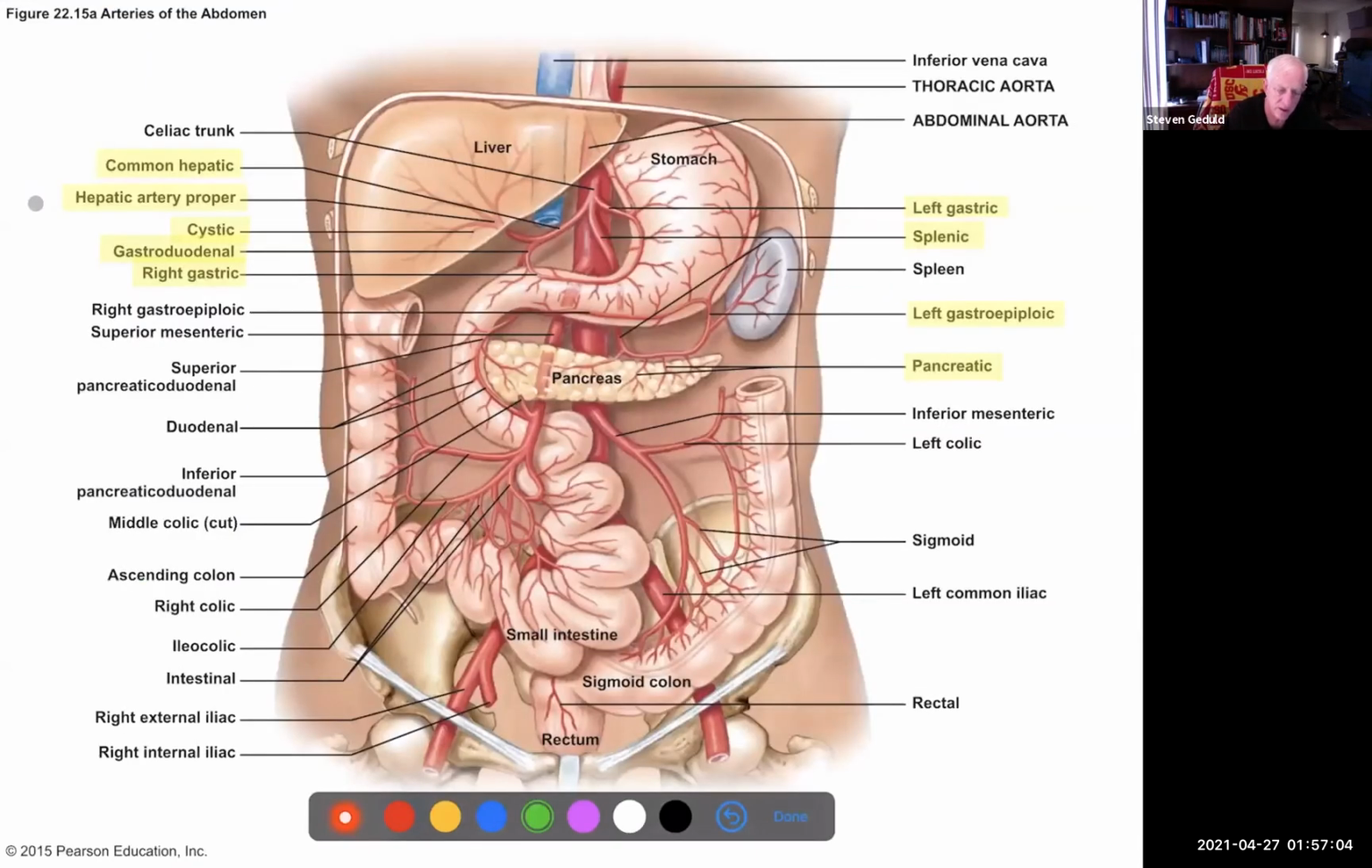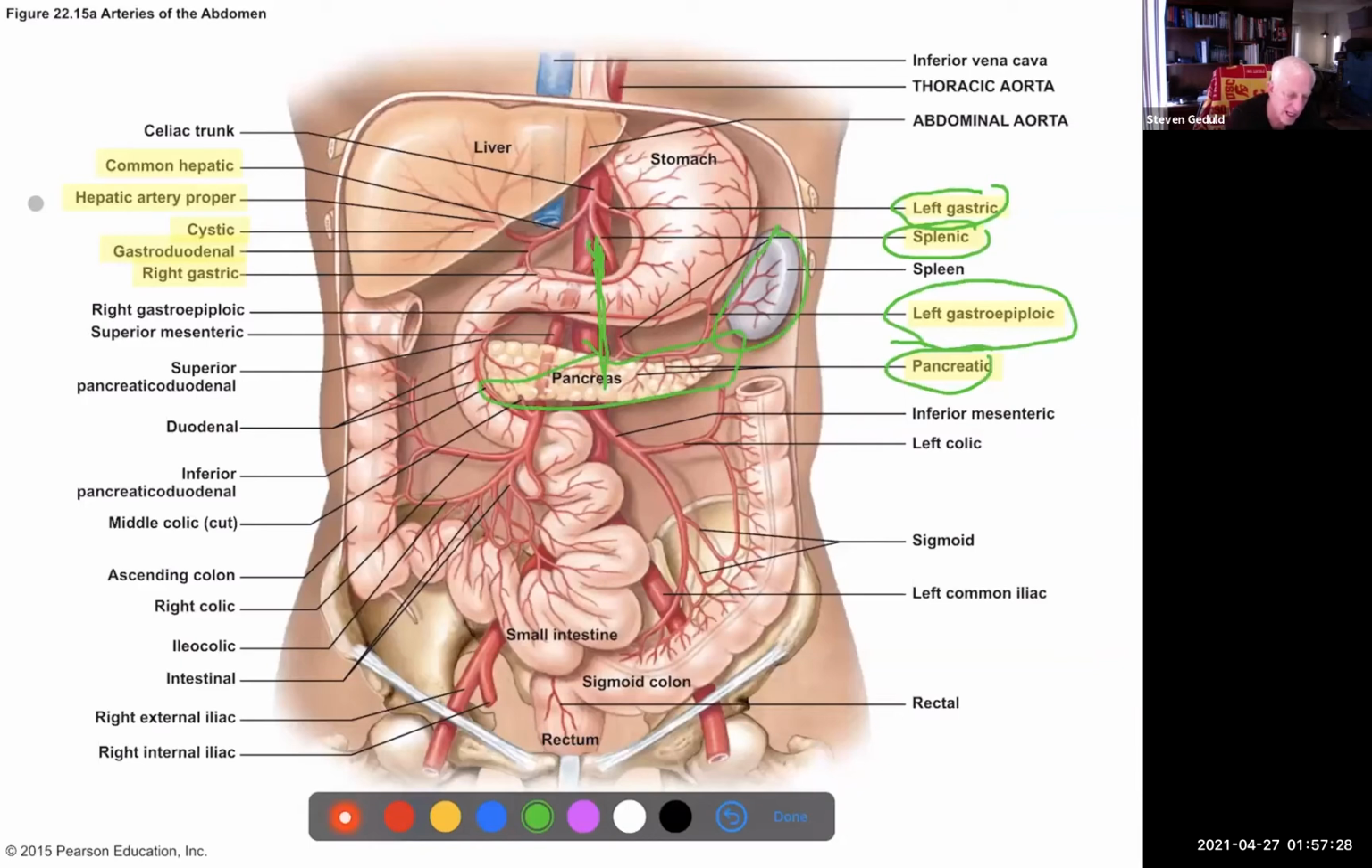Okay. And this is the pictures of it. This is the abdominal aorta. You can see right in here, coming down through here. You can see the left gastric. You can see the splenic. Again, here's your spleen. Here's your pancreas. The left gastroepiploic supplies the stomach, and the pancreatic supplies the pancreas.